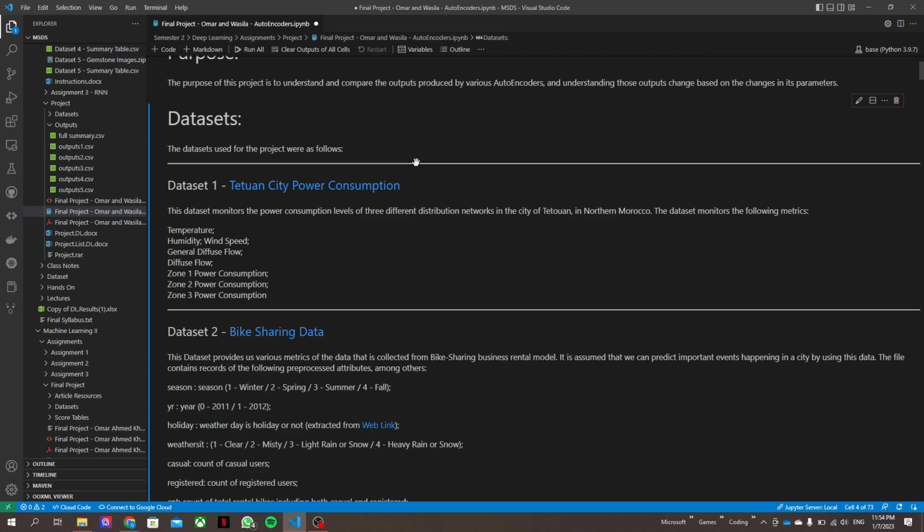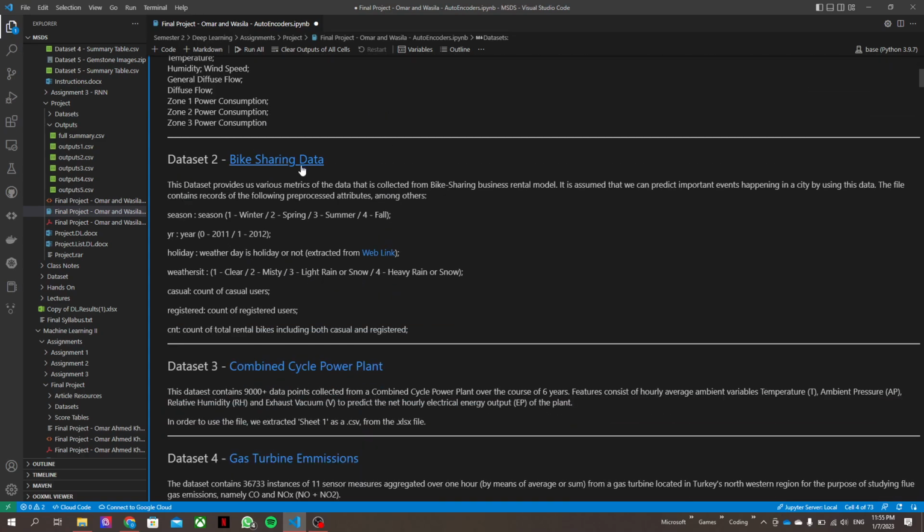The first thing that I'm going to do is take you through the data sets and introduce you to those. The first data set that we used was the Tetuan city power consumption data. Tetuan is a city in northern Morocco, and this data set gives us how much power was consumed in their three different power zones: zone 1, zone 2, and zone 3, given these five different variables: temperature, humidity, wind speed, general diffuse flow, and diffuse flow.